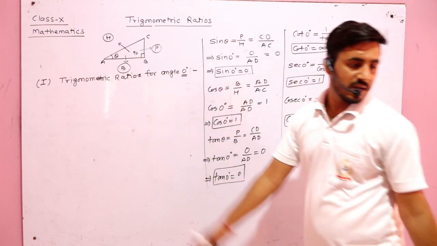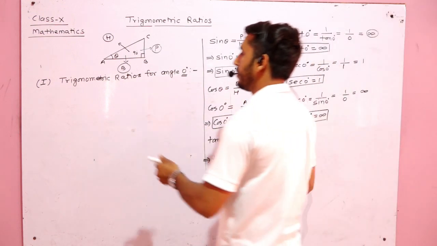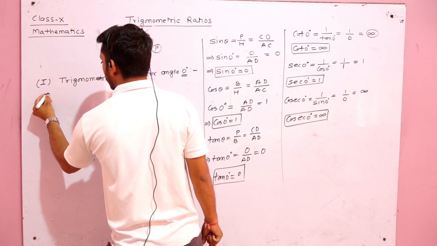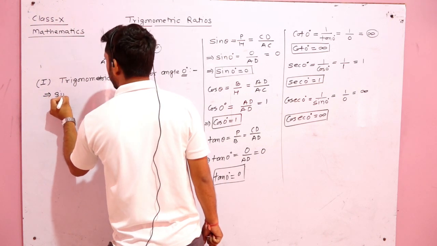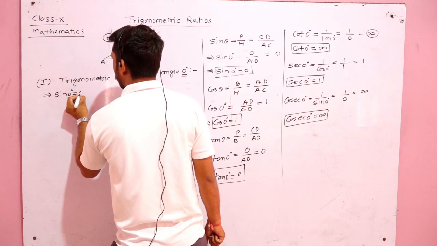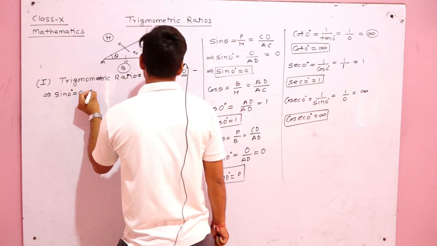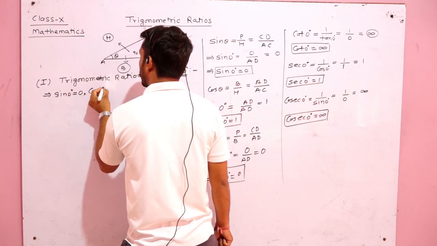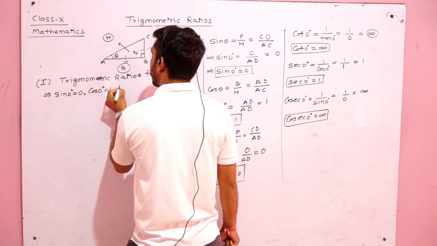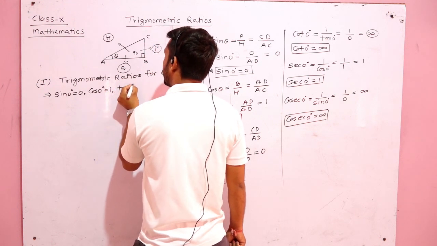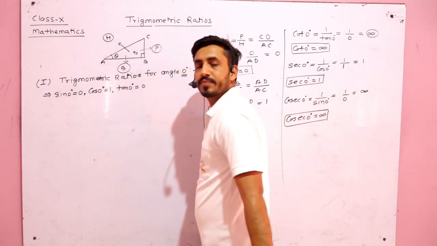In this condition I am writing here all the results together. First one is sin 0 degree. Sin 0 degree is equal to 0. Next one is cos 0 degree is equal to 1. Next one is tan 0 degree is equal to 0.